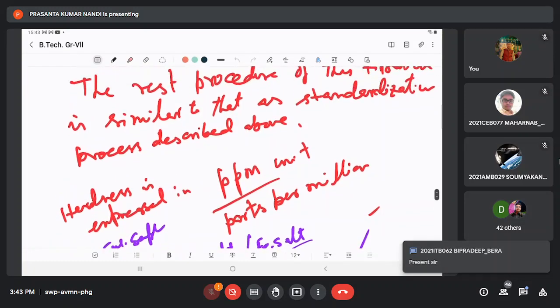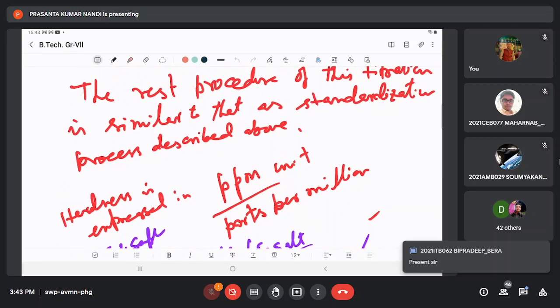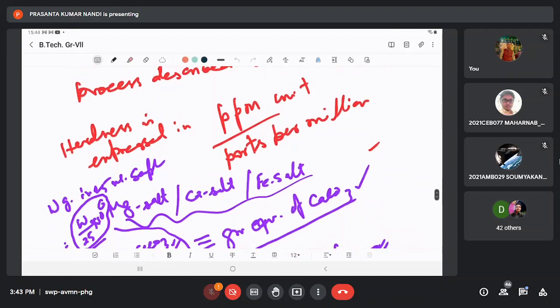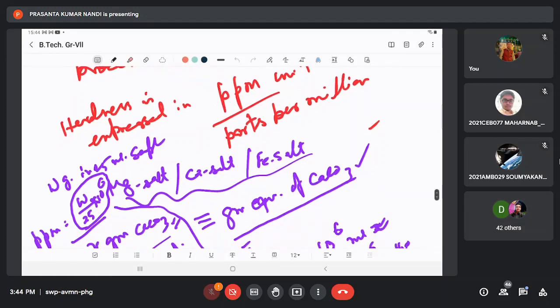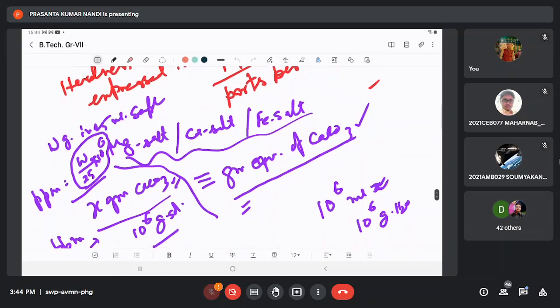Now, the question is: you know that hardness of the water sample is generally expressed in ppm unit, that is parts per million. And how to report it? The calculation should be elaborate. As I already discussed, let W be the grams of, say, magnesium salt or calcium salt or iron salt present in 25 ml sample. Then you have to find out ppm.